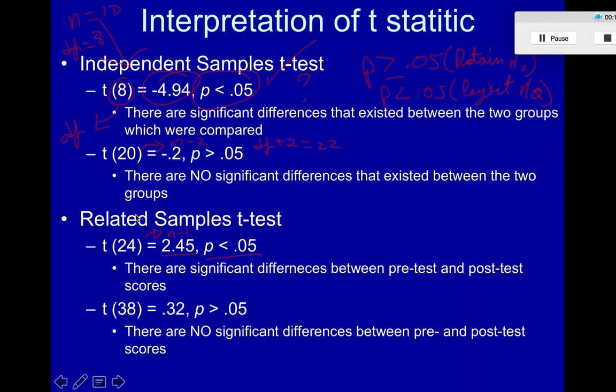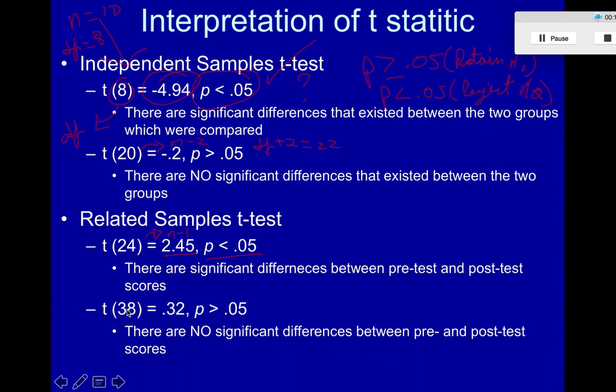In the case where we were to find something that looks like the following, t open parenthesis 38 equals 0.32, p greater than 0.05, here we would conclude there are no significant differences between pre and post-test scores, or between group 1 and group 2 using the same individuals. How do we know that there is no significant difference? Because again, we look at the p-value. My p-value is greater than 0.05, so I'm going to retain the null hypothesis, and my null hypothesis predicts that there's no difference. So here I have to conclude that there's no significant difference.